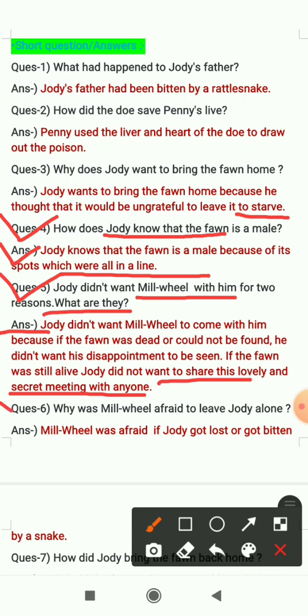Question number 6 is, why was Melville afraid to leave Jody alone? When Jody said to leave him in the forest, why was Melville afraid? Answer will be, Melville was afraid if Jody got lost or got bitten by a snake. Melville was afraid because Jody was a kid, so he was thinking at that time that Jody can be lost and get bitten by a snake.